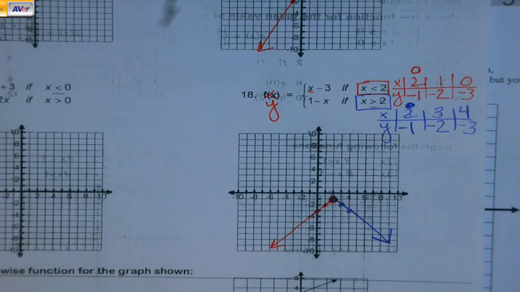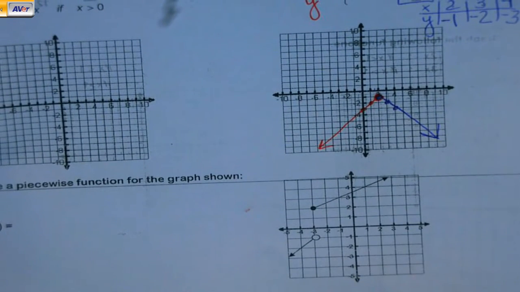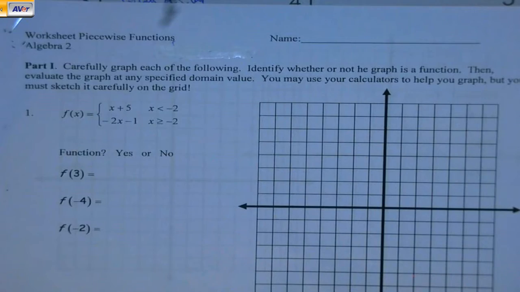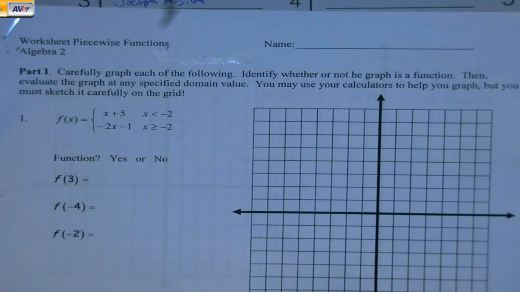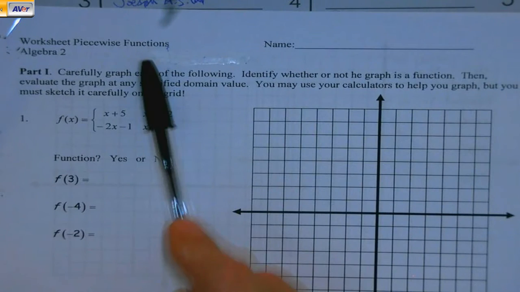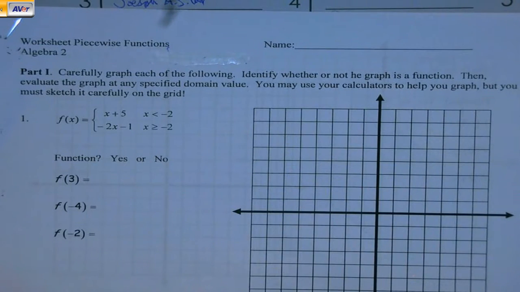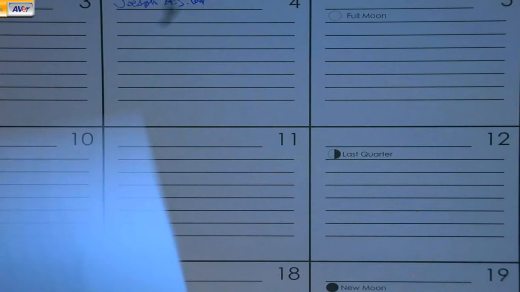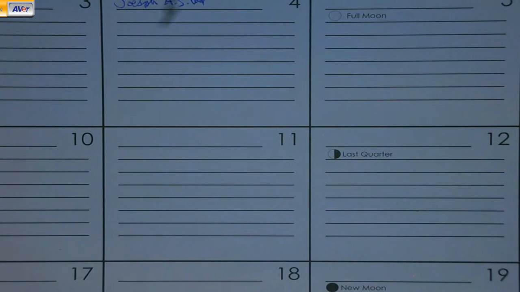Now, there is one other thing on the worksheet for today that I want to take a look at, just so we can see it again. Because we did a little bit of talk yesterday about writing a piecewise function if you have the graph. Well, I think we need to do that over here. So on the piecewise functions packet that you got today, we're going to flip to the back. Let's try that again. There's blank.